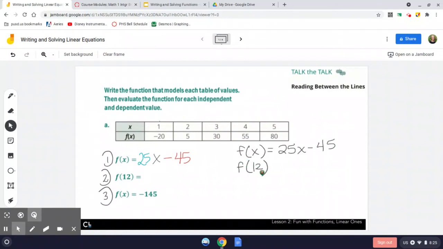And now we want to find f of 12. Well, we did something like this the other day, right? Anywhere we see an x, we're going to plug in a 12. Okay. So f of 12 equals 25 times 12 is 300, I believe. Use your calculator if you need to. And then 300 minus 45 is going to be 255.